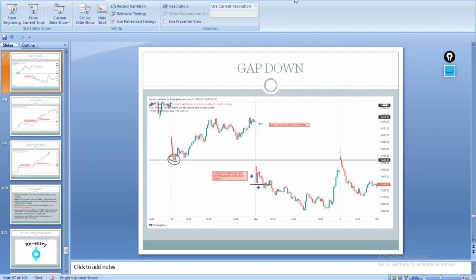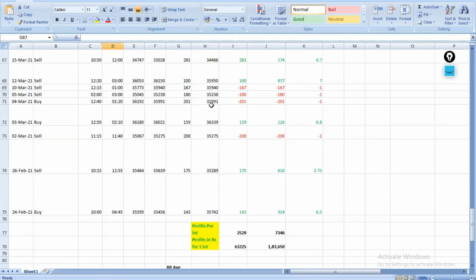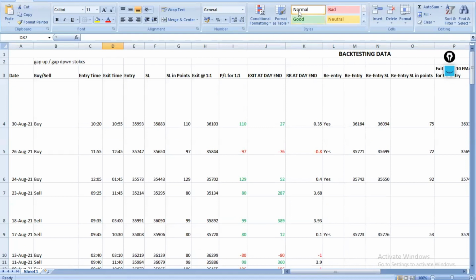Thank you. And first things first, also backtest it. I've already shared this particular backtesting report with you, so you can also do your own backtesting. This will really, really help you.